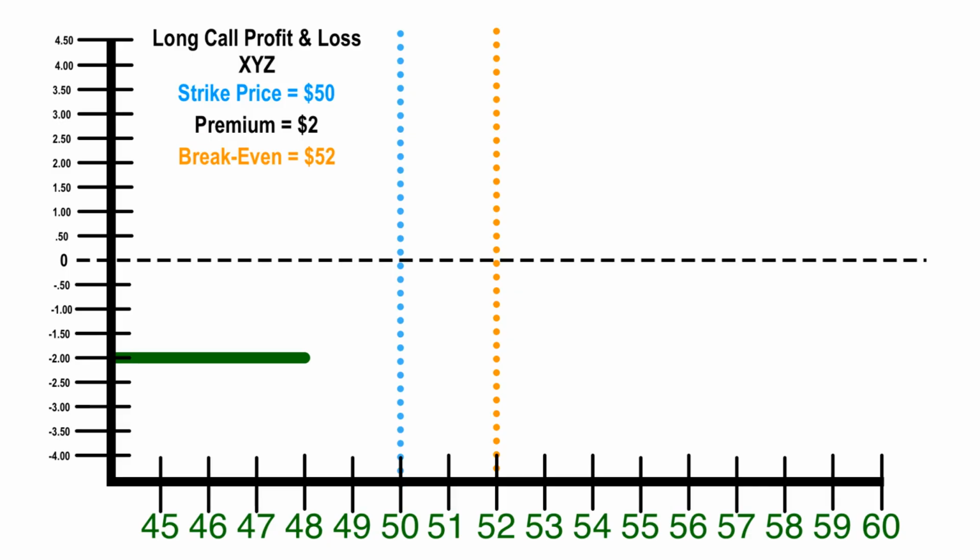This example uses XYZ stock to introduce how a call option works using a simple profit and loss framework. The current stock price is $48. A long call option is selected with a strike price of $50 and a $2 premium is paid, which establishes a break-even level at $52.